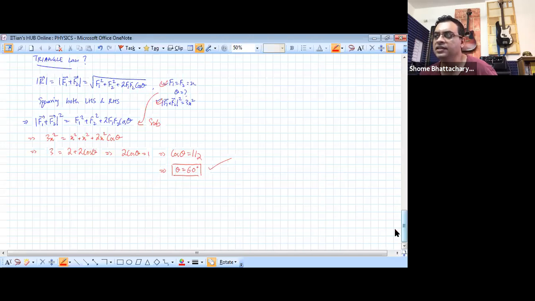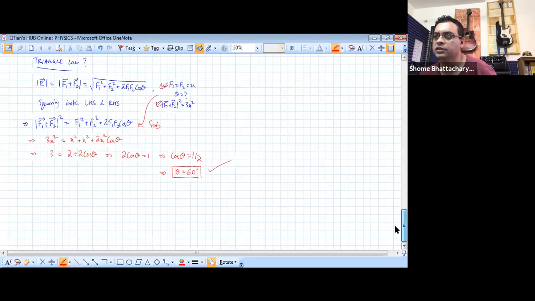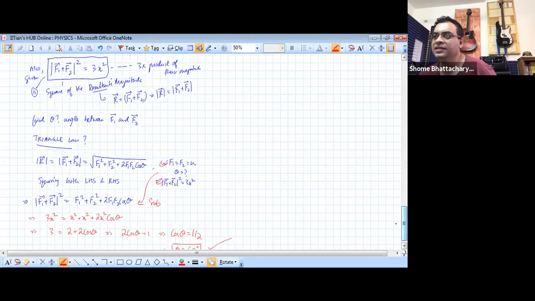Yes, resultant is another name given for the sum of two vectors. जब हम resultant की बात करते हैं, उसका मतलब ही sum of two vectors है.